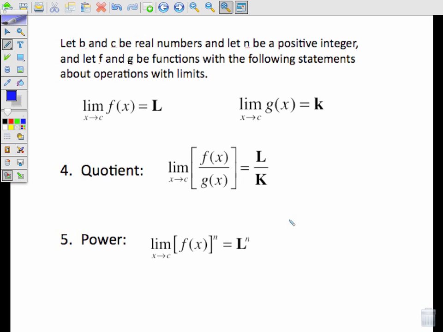Let b and c be real numbers and let n be a positive integer. f and g are functions, and again we have the same case here. So the limit as x approaches c of the function f of x equals L. The limit as x approaches c of the function g of x equals k. So the limit of the quotient as x approaches c is L over k. Another is the exponent, so this exponent rule also applies. As x approaches c of this function to the exponent, then the result is L, which is again the result of the function, to that same exponent of n.